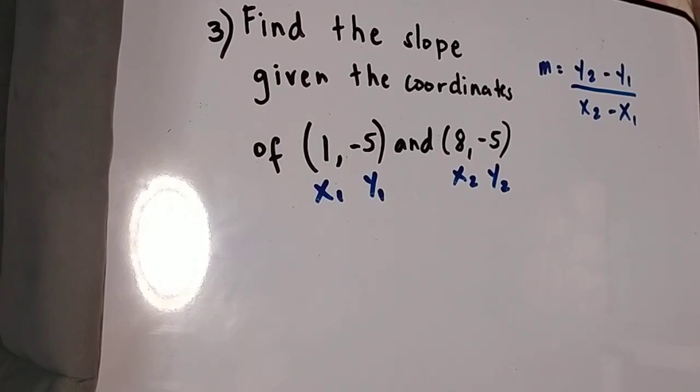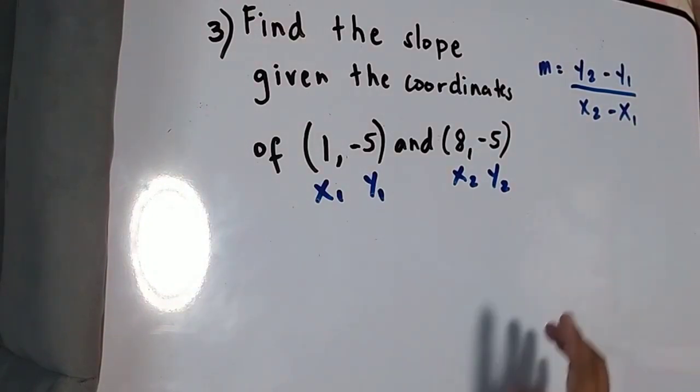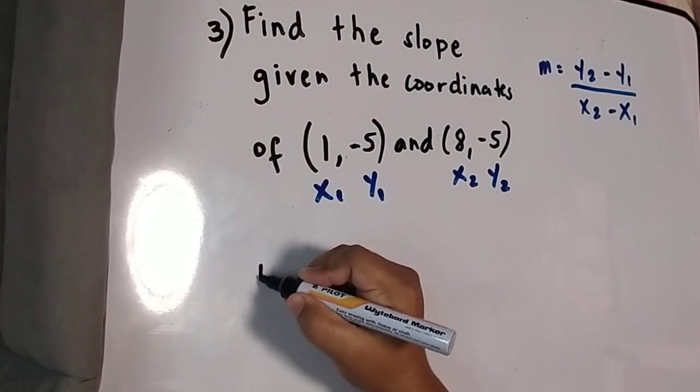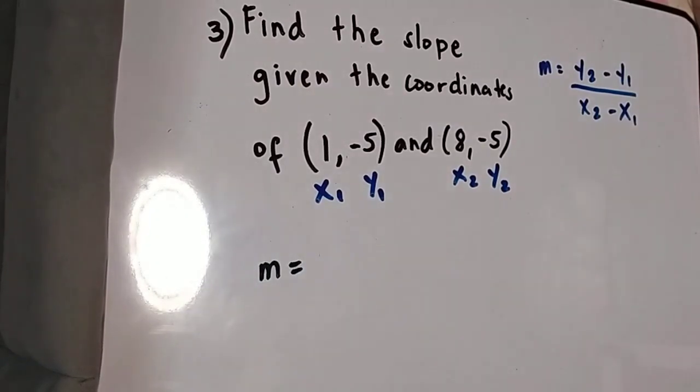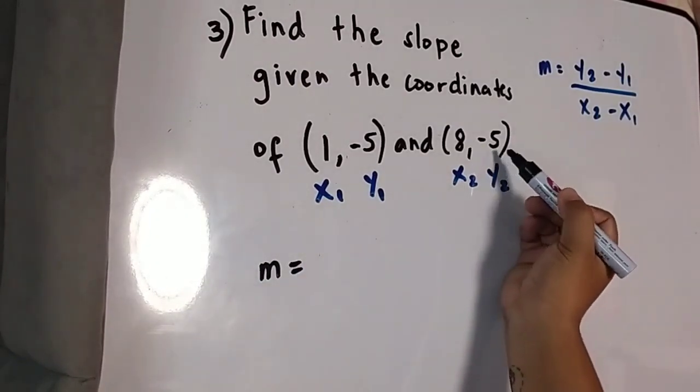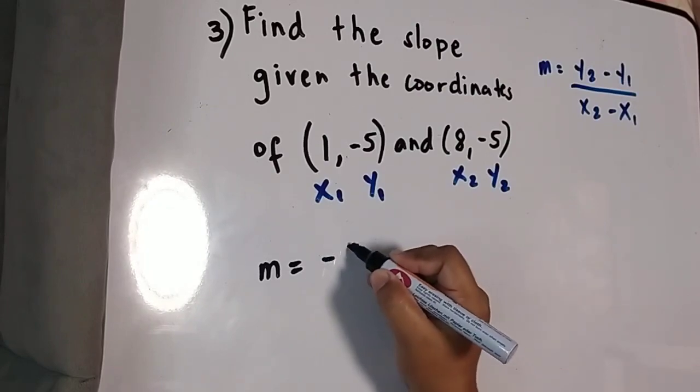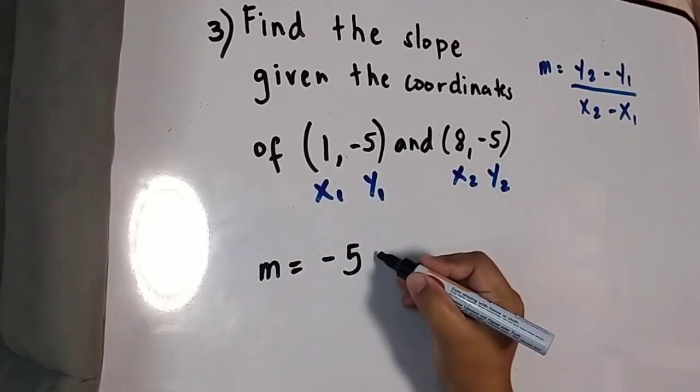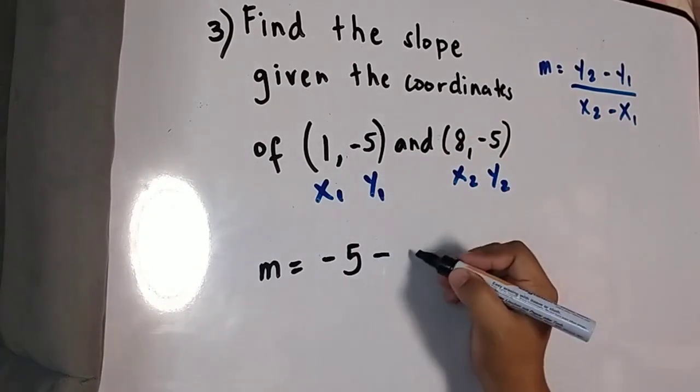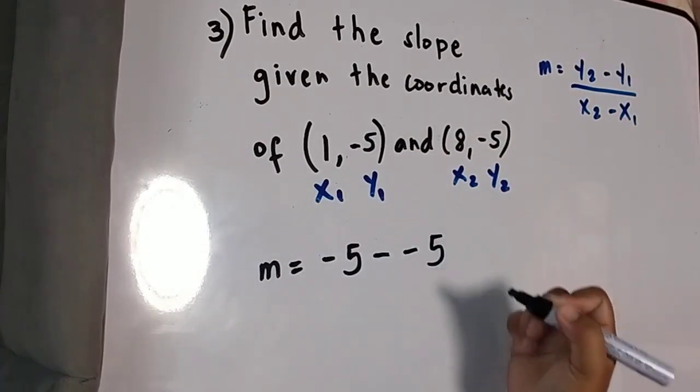Okay? Then, again, after identifying, doon na tayo sa formula. Substitute na natin. So, slope is equal to y sub 2. Y sub 2 is negative 5. So, negative 5 minus y sub 1, negative 5.